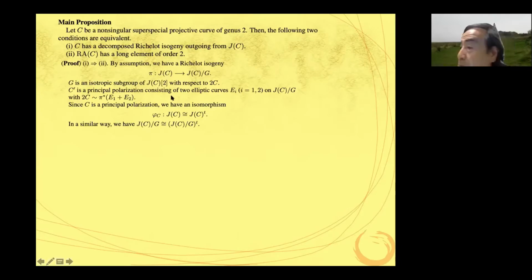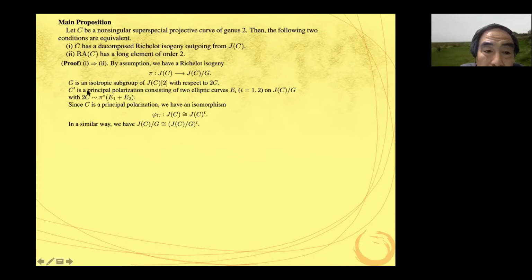Anyway, roughly I will explain the proof. First we have a Richelot isogeny, and G is an isotropic subgroup here with respect to the 2 times C polarization. And then C dash is a principal polarization of 2 elliptic curves, decomposed. So C dash is a decomposed polarization like this.